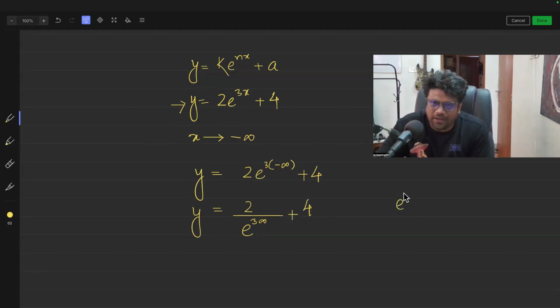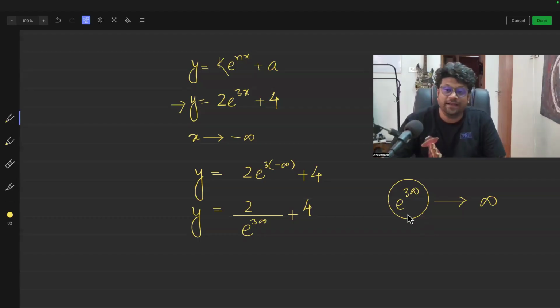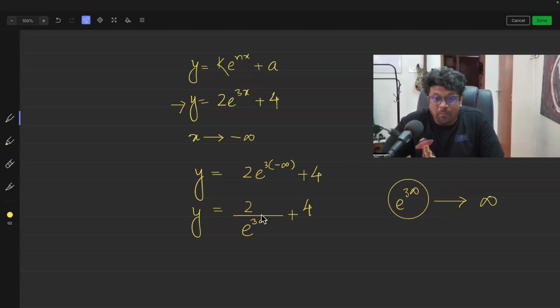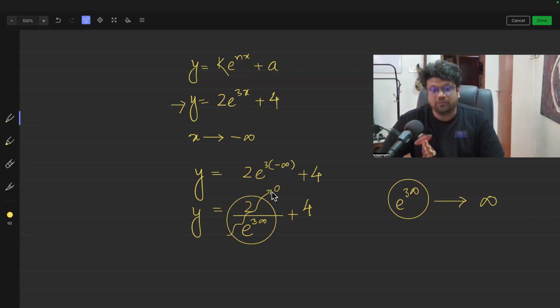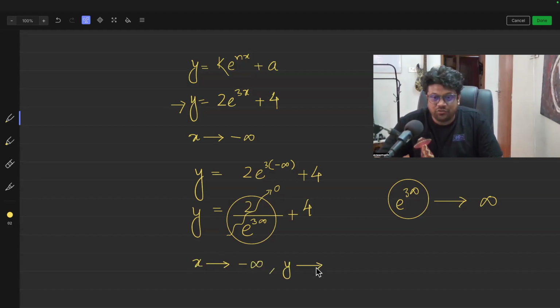Well, there's something about e to the power infinity that we should know. This tends to be a very large number. e raised to infinity is a very large number. Divide 2 by this large a number, and this whole thing becomes as small as zero. Very, very little it will become. If you divide 2 by a very large number, what you're seeing is when x tends to negative infinity, y tends to 0 plus 4, that is 4.